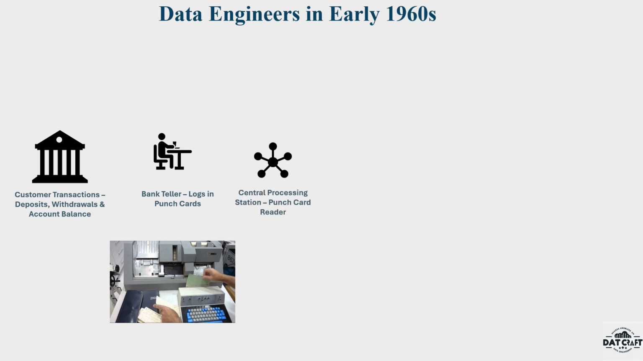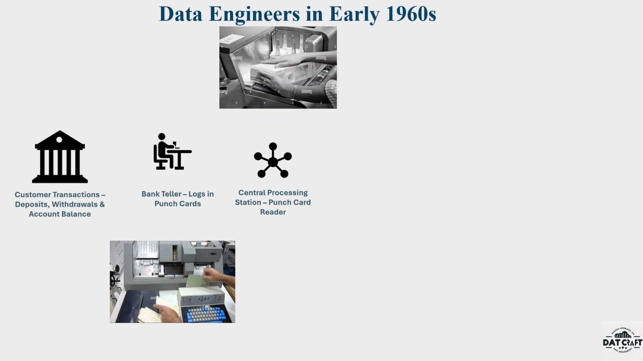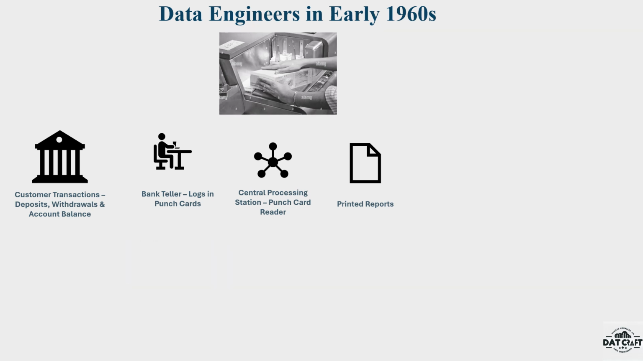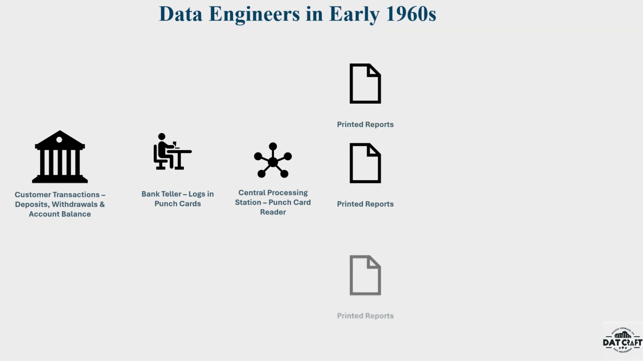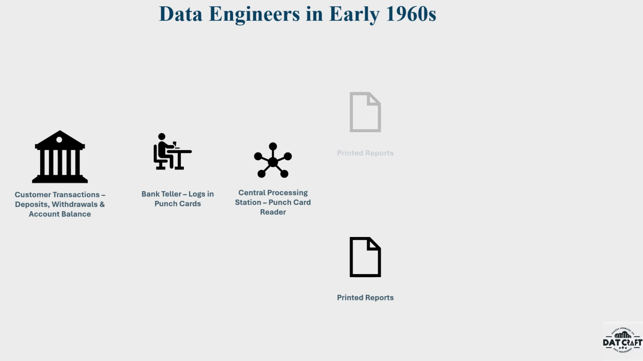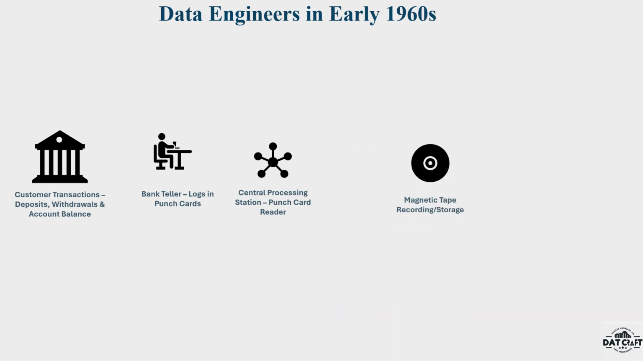Later, at the end of the day, the punch cards are sent to a central processing station where they are read through a punch card reader and printed as a report to keep a record of it. After that, the printed reports piled up, making it harder for bank executives to manage them centrally. As a result, they began to look for a next generation data storage technology such as magnetic tapes. Instead of printing the report, they began to centrally store the data on magnetic tape.